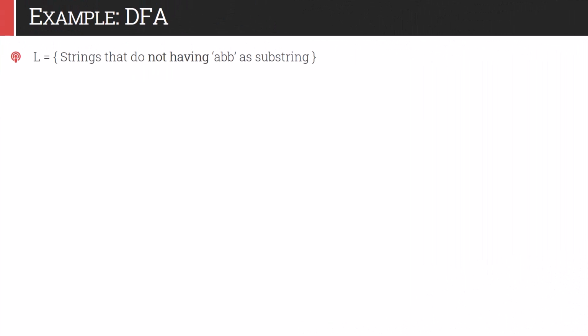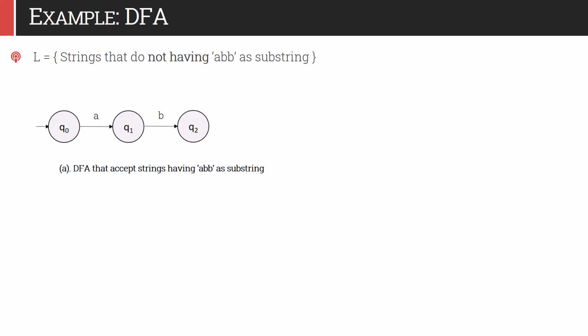L is equal to strings that do not have ABB as a substring. So what we'll do is we will first design the complement of that. That means we will design DFA that accepts string having ABB as a substring, because it is always easier to draw a DFA having a pattern than not having the particular pattern. So first we'll draw the complement of that, that means having ABB as a substring.